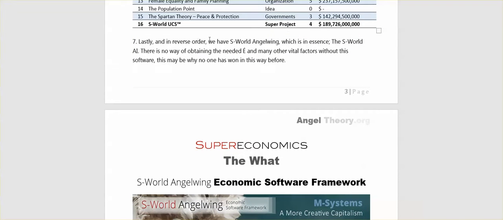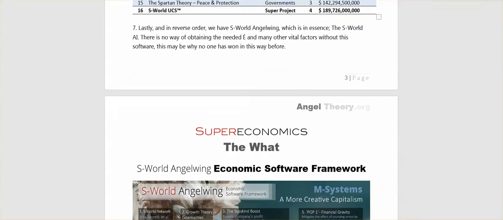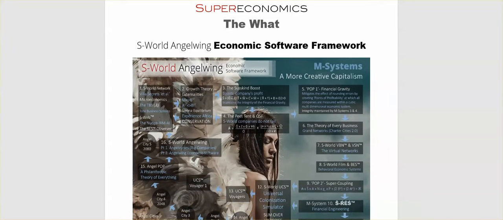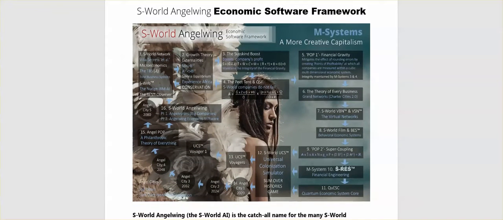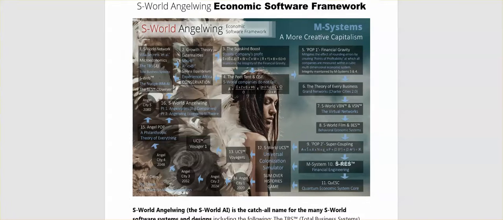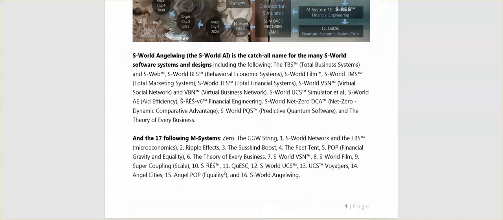Okay, lastly, and in reverse order, we have S-World Angel Wing, which is in essence the S-World AI. There is no way of obtaining the E and the other vital factors without this software. This may be why no one has won in this way before. Okay, here we see it. Supereconomics: the S-World Angel Wing Economic Software Framework. I'm not going to read the stuff on the screen there. I'm just going to go through the different modules, the different systems. This is all one piece of software, but it has different specialities.